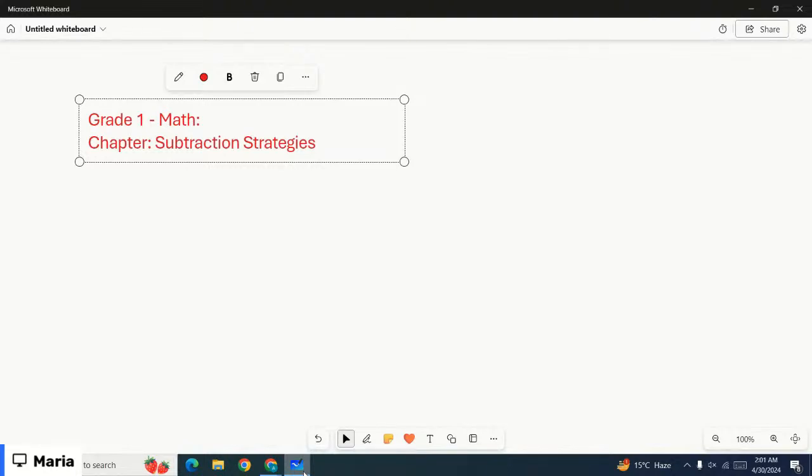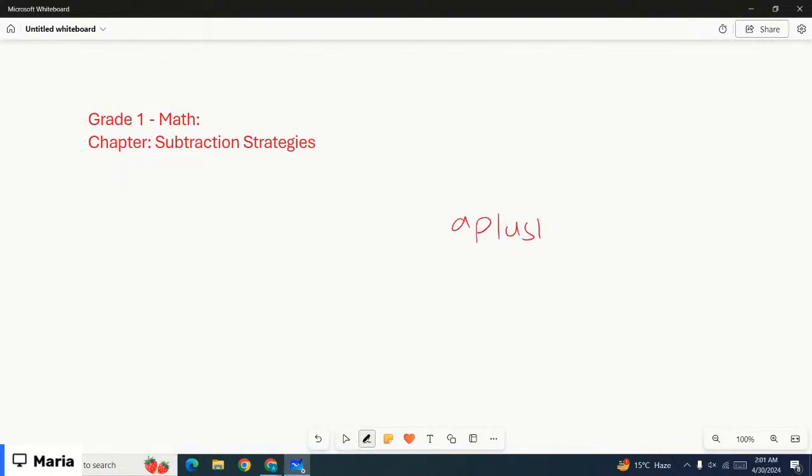We are here for grade 1 math. You can find all the lessons on aplusstudents.com. You have to log in there using your email address and the password provided by the administrator. Then you have to select math from the subject tab. Scroll down to grade 1 and then click on view all lessons. There you can find a list of the chapters. We're going to start with the chapter subtraction strategies.